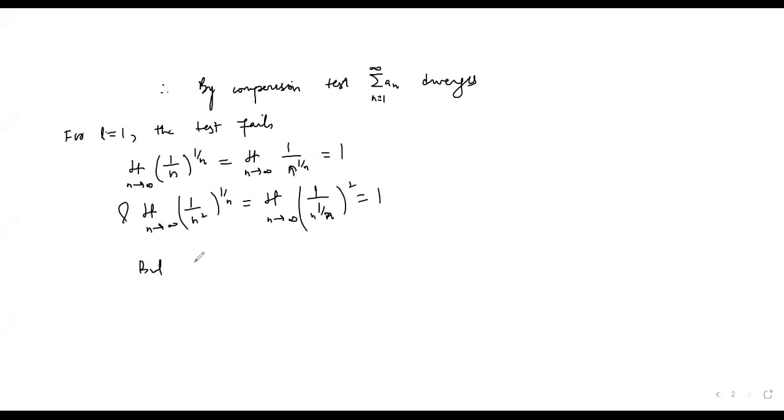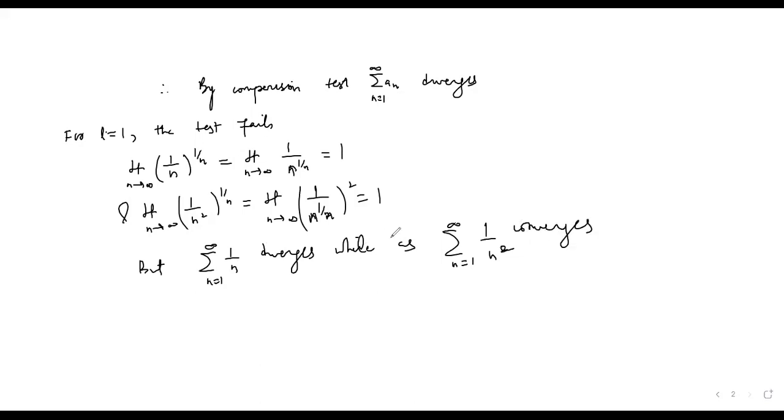But एक series diverges, while summation n runs from 1 to infinity 1 by n square converges. So अगर ये limit 1 आता है, so ये test हमें नहीं बताता कि whether the series converges or diverges. And we can't be sure. It may happen that it will converge or it may happen that it will diverge.